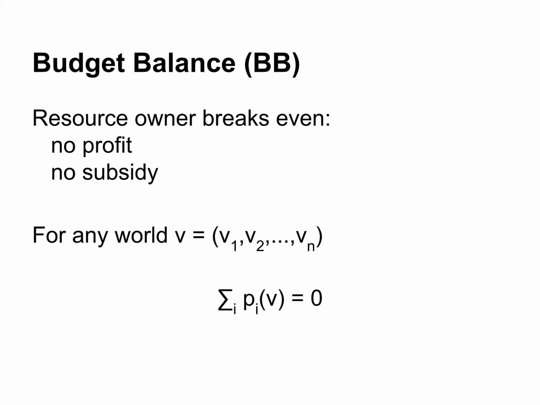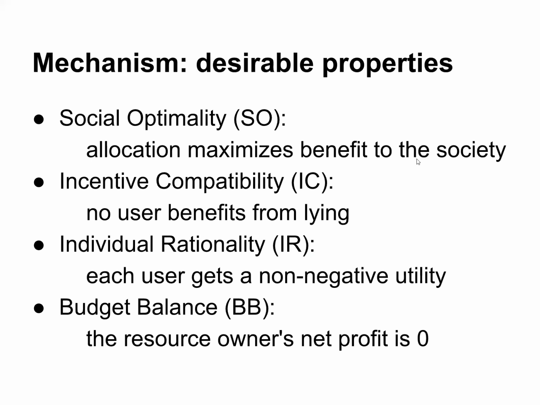Similarly with the budget balance, just to remind you, the mechanism is budget balanced if the resource owner doesn't earn anything and doesn't have to subsidize the market. And again, in our terms, it just means that no matter what users you have, the total payments that they make should be equal to 0. They shouldn't pay too much. They shouldn't get anything from the mechanism in total. But different users may pay something and get something from the mechanism.